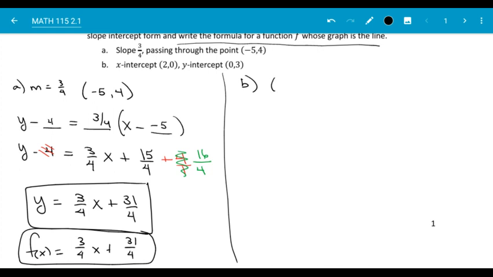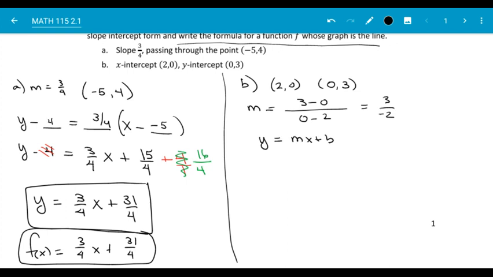All right, for the next one, we know it goes through the point (2, 0), and it goes through the point (0, 3). So our slope would be the difference of the y's divided by the difference of the x's, which is a 3 upstairs and a negative 2 downstairs. We already know y equals mx plus b, so y equals negative 3/2 of x plus the b value here, which is 3.